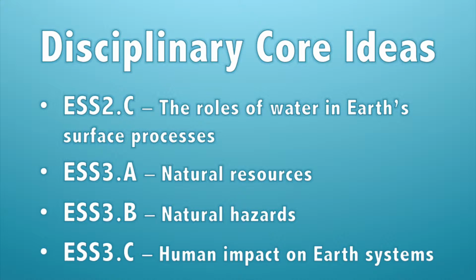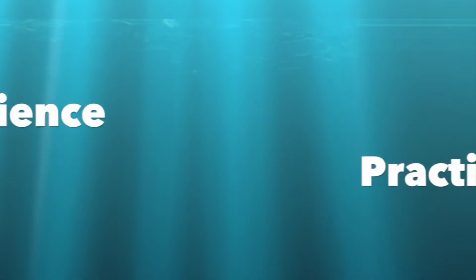The final disciplinary core idea that our model touches on is ESS3.C, human impacts on Earth systems. Humans impact the water supply through societal activities such as pollution. This is just one example of how humans can impact our Earth systems.